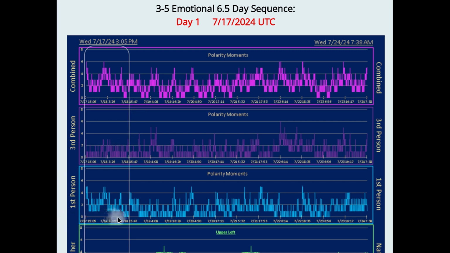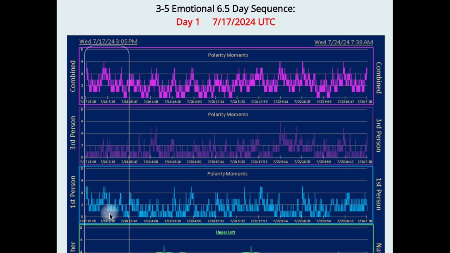You can see here in the first person, as we're swapping out, this is an emotional polarity point. That's what this little gap on the bottom is showing you: there's a constant polarity moment happening. So in this first 24-hour segment, we really need to be on high alert.